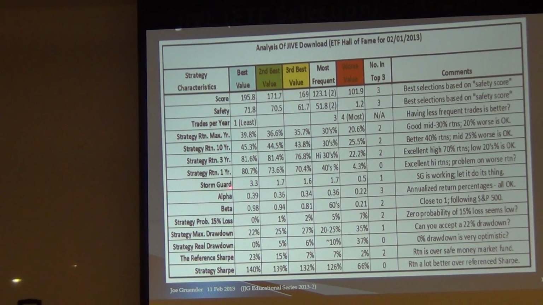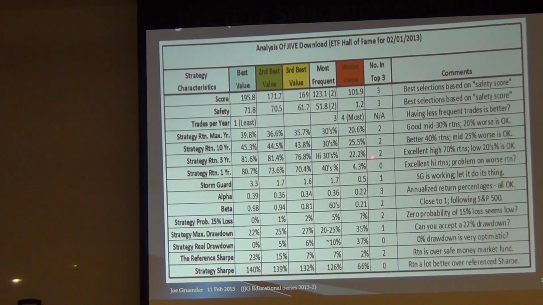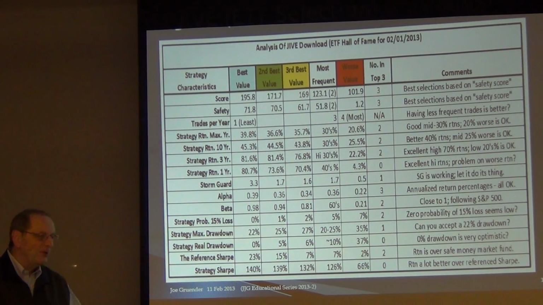Looking at StormGuard, it's working. 3.3 to 0.5. It's working. I wouldn't really look at that too much. What does that mean? What does that number mean? StormGuard, does anyone explain that to me? StormGuard is, go ahead.